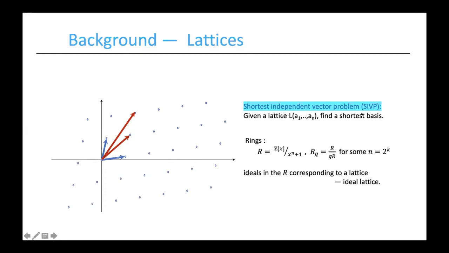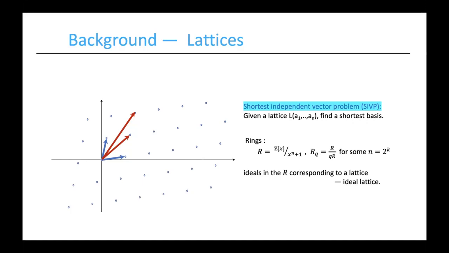The shortest independent vectors problem, SIVP. This problem is: given a lattice L, meaning given a basis, like the red vectors, find a shortest basis, like the red basis. This is very easy in two dimensions, but for dimensions going up to hundreds or thousands, it's very hard. For a ring R, which is Z[x] quotient by x^n plus 1, when n is a power of 2, the ideals in R correspond to lattices, and we call these ideals ideal lattices.